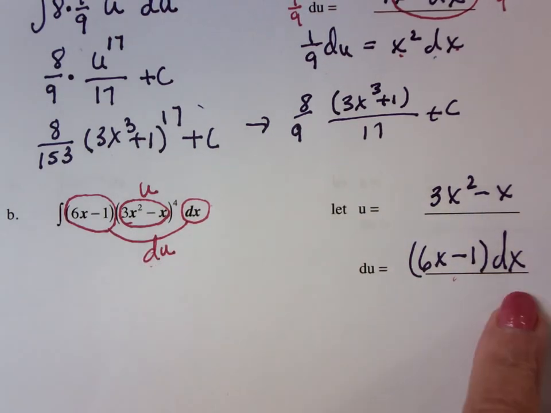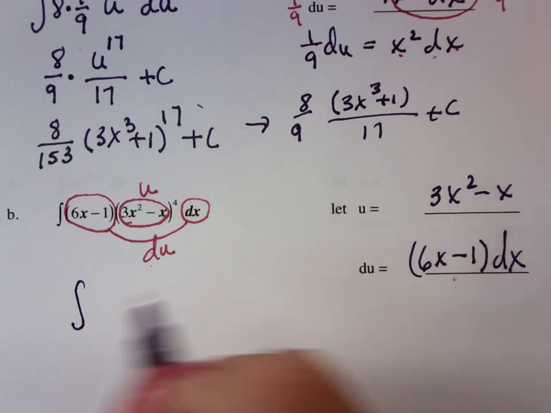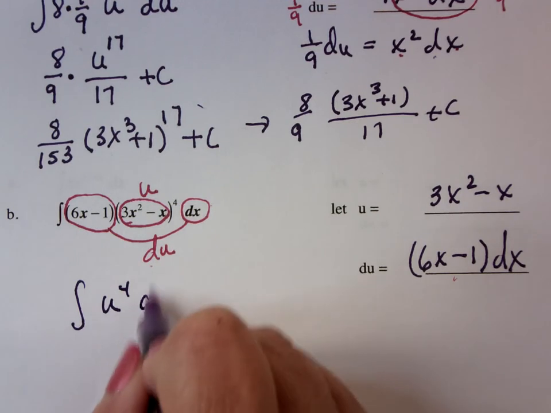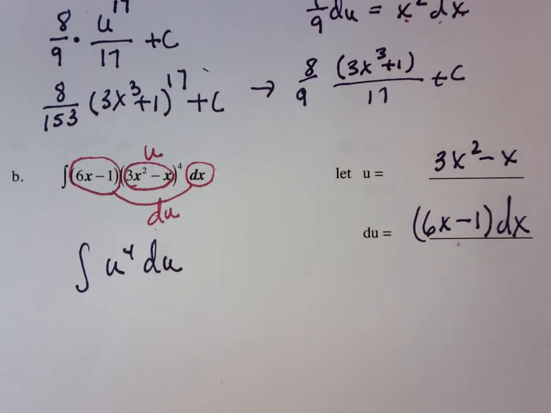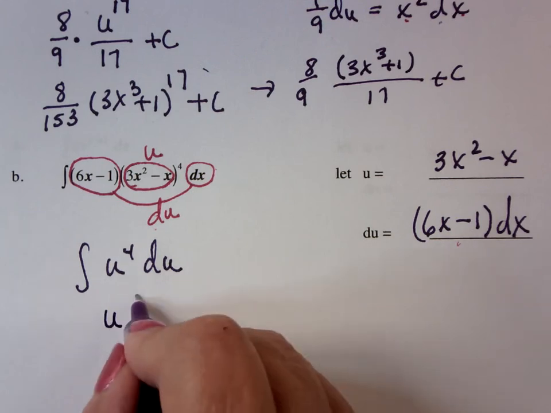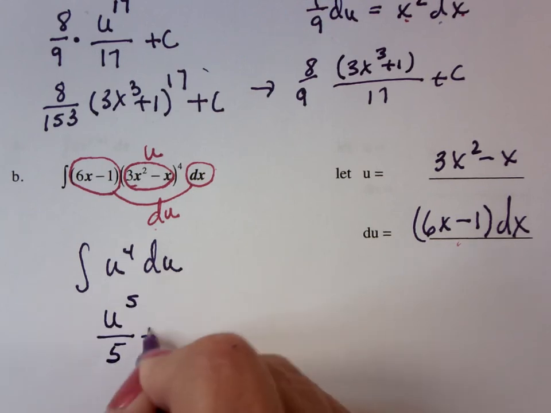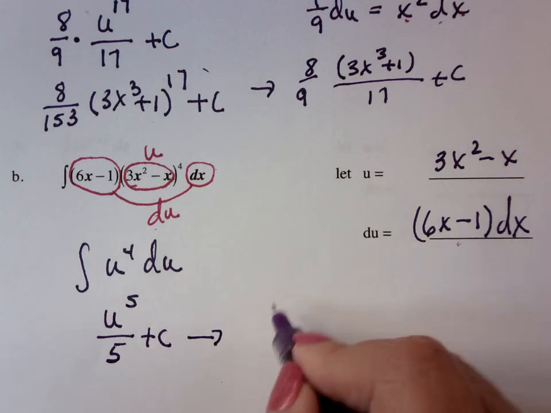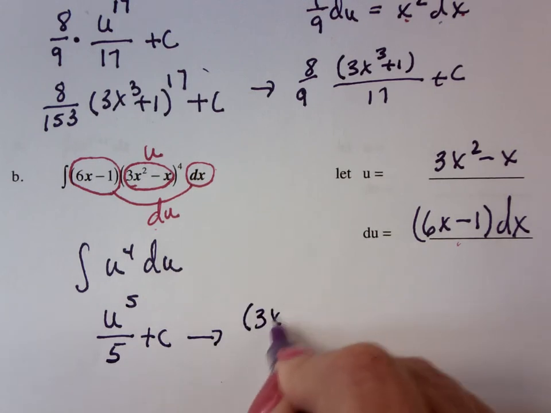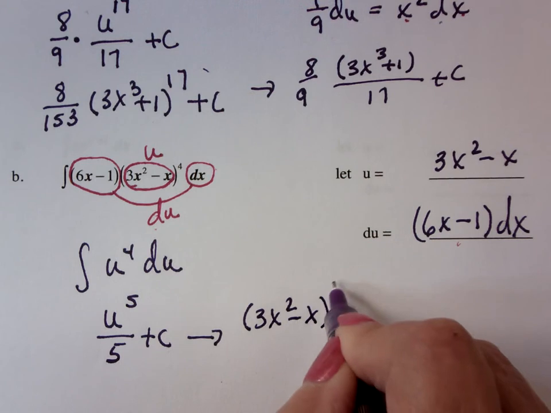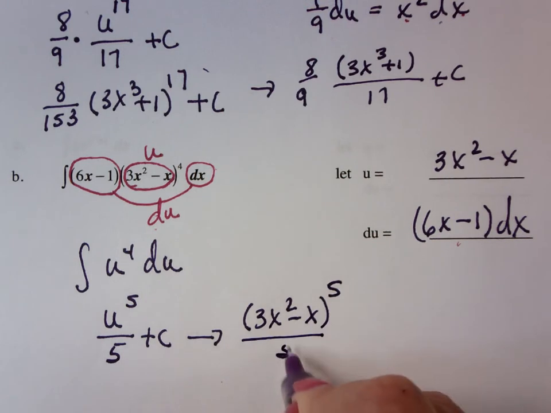So notice I first go from left to right when I'm starting the setup, and when I go to set it up, I go from right to left. So this becomes the integral of u to the 4th du. Is that a basic? Yes. So this is u to the 5th over 5 plus c, which turns into (3x squared minus x) to the 5th over 5 plus c.